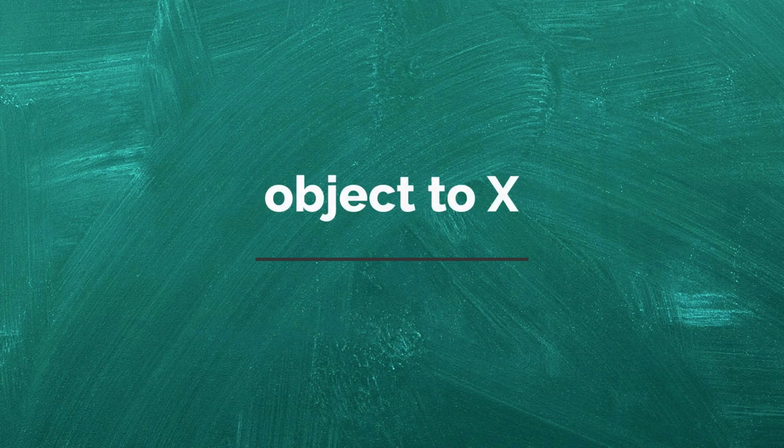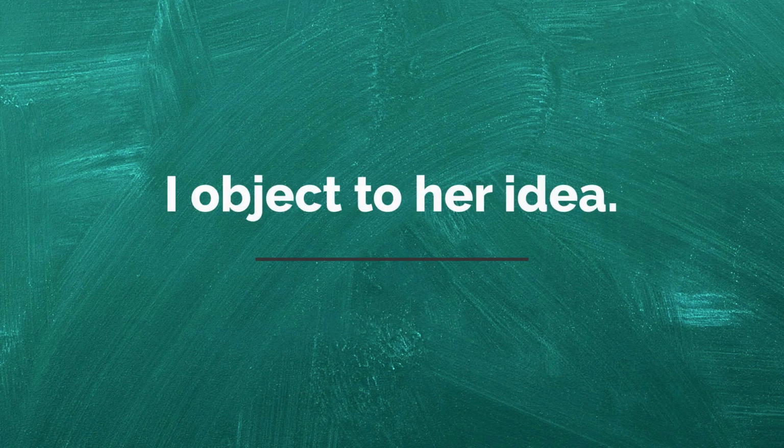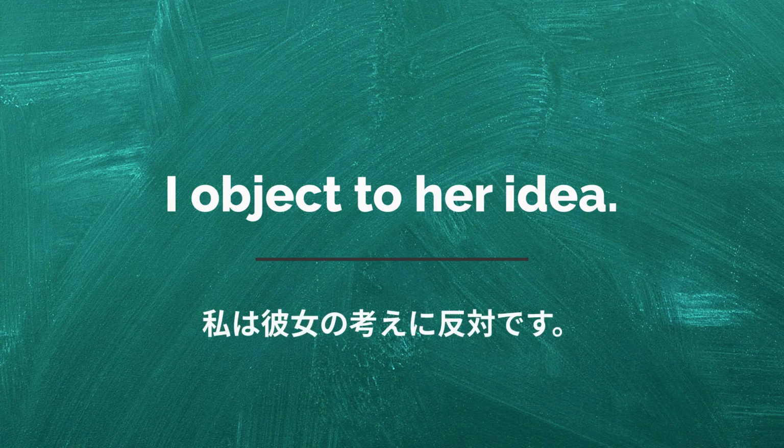Object to X. X に反対する。 Object to X. I object to her idea. 私は彼女の考えに反対です。 I object to her idea.